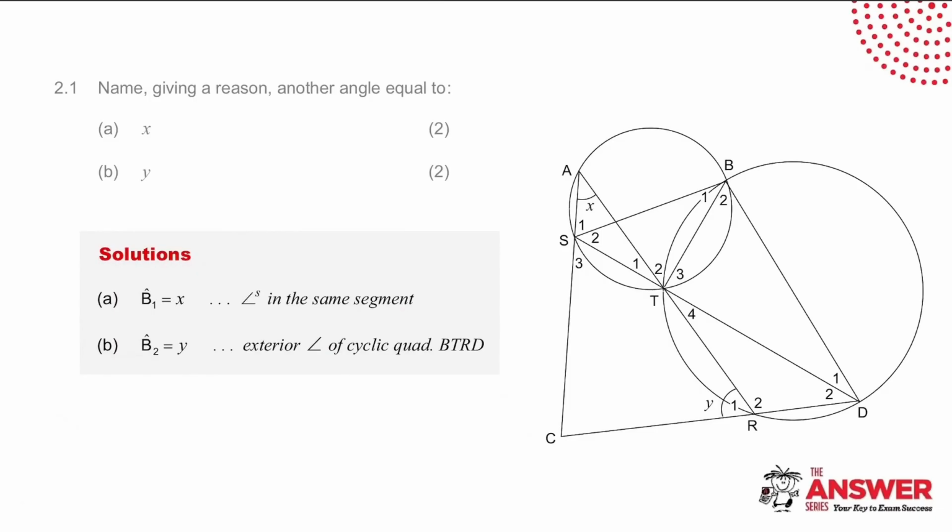When you write up the solution, always choose the shortest option that you have. So angle B1 equals x, there were no other options, angles in the same segment, short and sweet. Angle B2 equal to y, if you're able to manage the exterior angle of the cyclic quad, that is by far the easiest way to write the solution up.